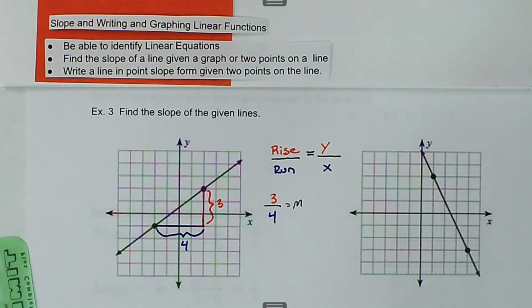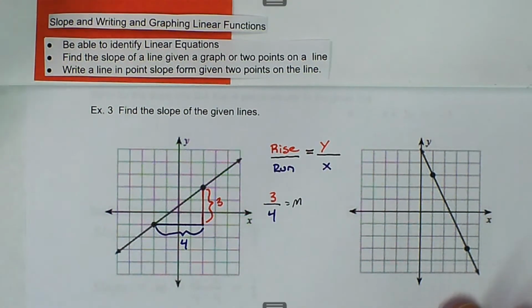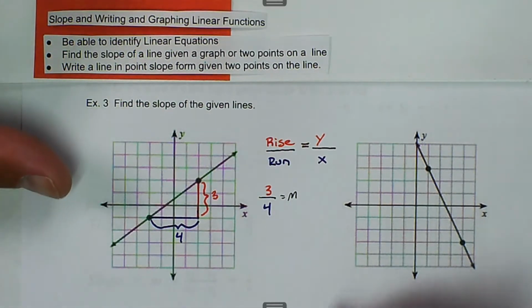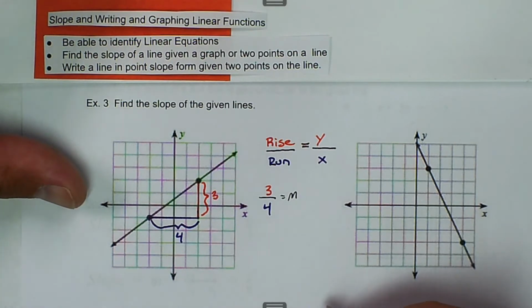Now, as we look at the example over here on the right, always reading the graph from left to right, we can see that this should be negative. But we're going to just remind ourselves of a couple different ways to remember slope.